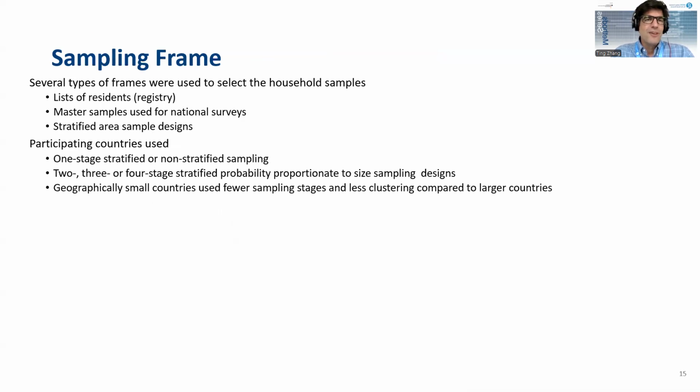There were several types of sampling frames that were used for PIAC. It could be a list of residents, or it could be a stratified sampling design. Participating countries varied a lot between using a single stage to even four stages when they were sampling. This is easier to use a single stage when it's geographically small. You're not traveling a great distance to sample a single person, and it's easier to use stratified sampling for a geographically large or difficult to traverse country.